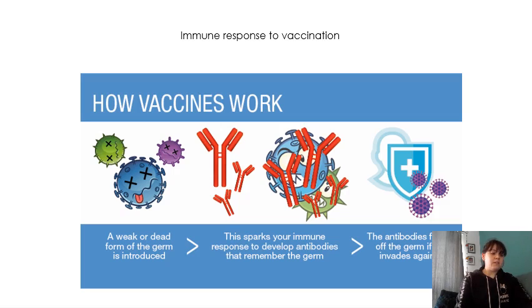If the body is exposed to the same pathogen again, it will respond with a secondary reaction that is much faster than the primary response. Memory cells are able to identify pathogens quickly and make the necessary antibodies to combat them, usually before symptoms appear.